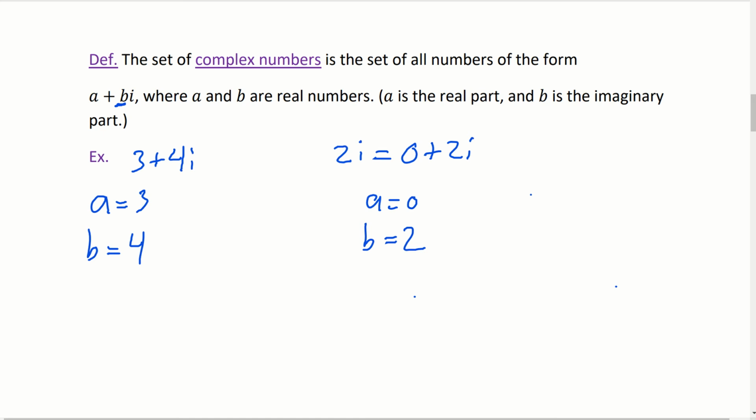And if we look at the number, let's say, -7, -7 can also be viewed as a complex number. It's the complex number that has no imaginary part with it. So you can think of it as the complex number -7 plus 0i. Here the real part is -7, and the imaginary part would be 0. So in this way, you can see that any real number is the complex number of the form a plus 0i. The complex numbers do include the real numbers as a subset.